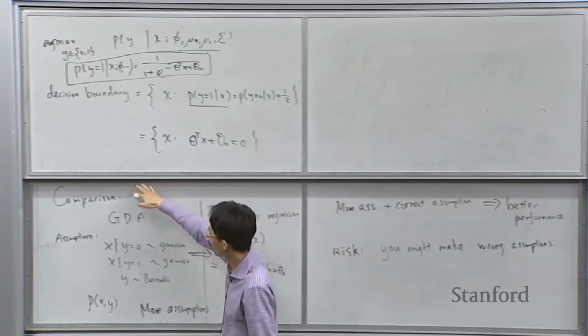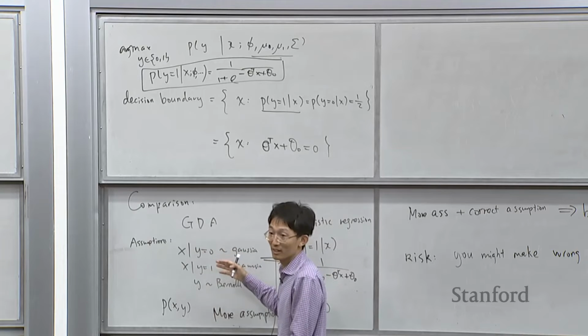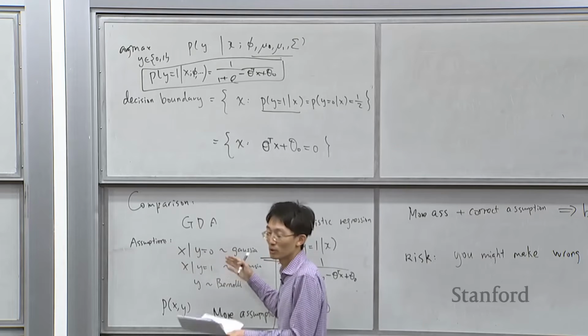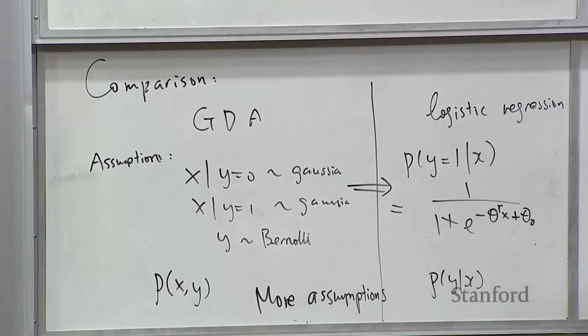But if you go from here to here, then you're going to first learn mu0, mu1, sigma, and then you compute theta using mu0, mu1, sigma. So that will result in a different set of theta and theta 0. That's why it does make a difference.